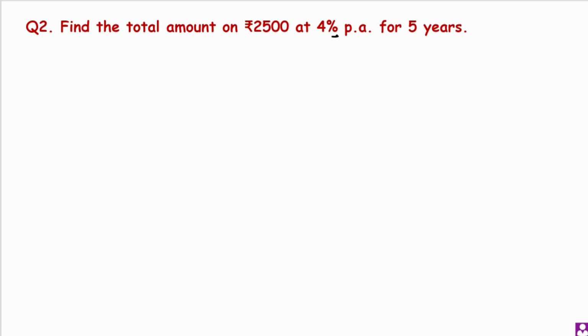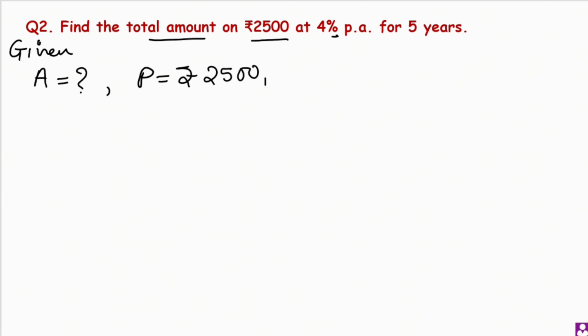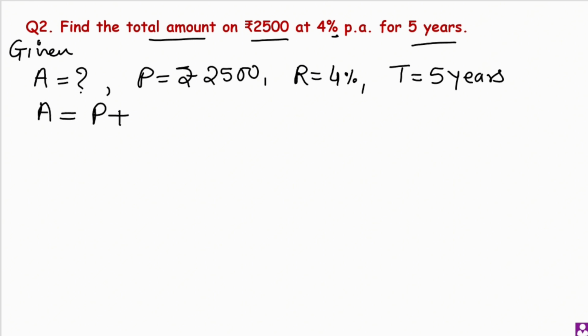So what is given here and what is asked? So find the total amount. Total amount we represent by A, capital A, and this we need to calculate. On what amount? On this. So this is the principal. P equals to rupees 2,500. At what rate? 4%. So R is 4%. And for time period 5. So T is 5 years. Now we know A is what? A is nothing but the total amount, principal plus interest.